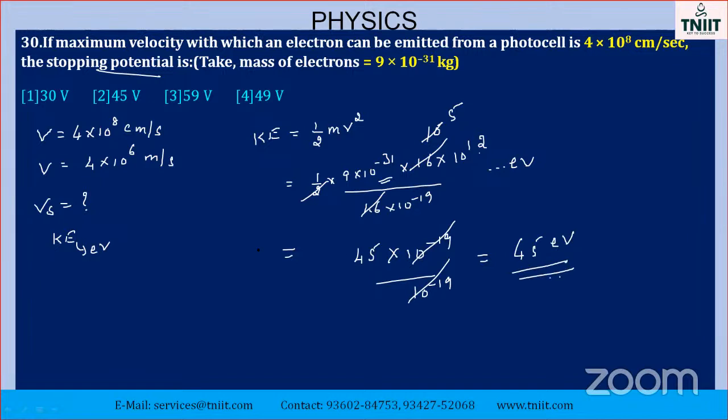So however much kinetic energy you got in electron volt, the same value you will get in potential. That potential will be 45 volt. So what is the stopping potential? 45 volt. Option 2 is the right answer.